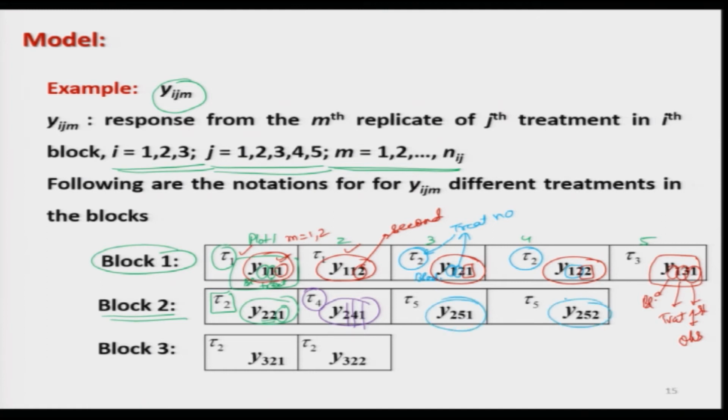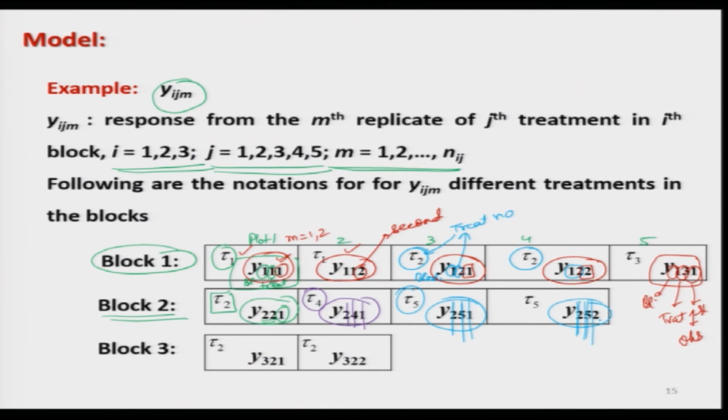So, that is indicating that these are the observations in block number 2, obtained after giving the treatment number 5. This y25 is occurring 2 times, so these are indicated by y251 and y252. That indicates that treatment number 5 has been replicated 2 times in block number 2, and these are the observations y251 and y252.